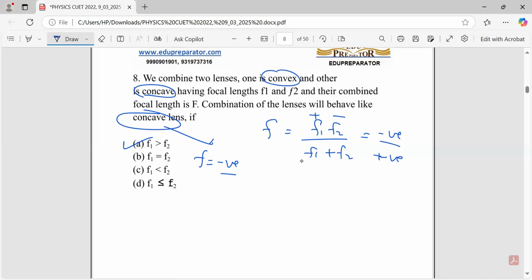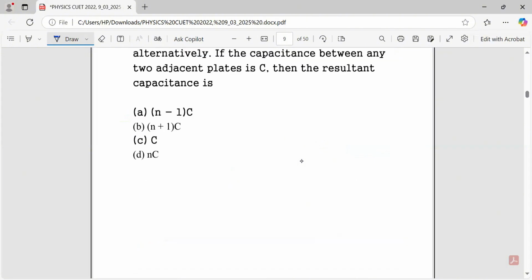So if it is positive, it means you have f1 greater than f2, because if f2 becomes bigger then the negative value will become bigger, and when you add them you find the denominator negative, so negative negative goes, the answer will be positive, which means it will be the converging system. But the question says it is a diverging system, hence we have this answer, right? Then let us move to question number 9.